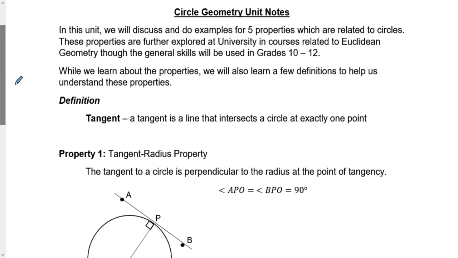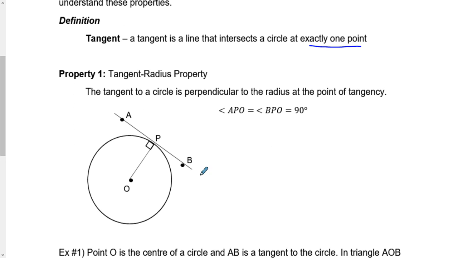So one definition is talking about what a tangent is. A tangent is a line that intersects the circle at exactly one point. So if you have any kind of line, let's make that look like it's actually intersecting. It's basically going to touch at one point. So the first property that we're going to talk about is the tangent radius property. The tangent to a circle is perpendicular to the radius at the point of tangency.